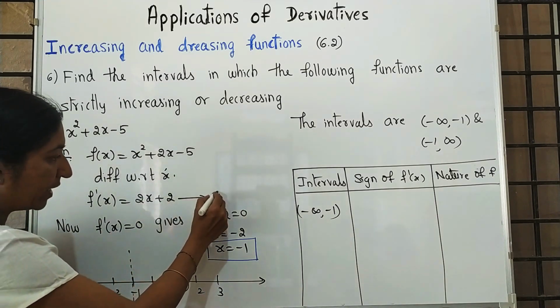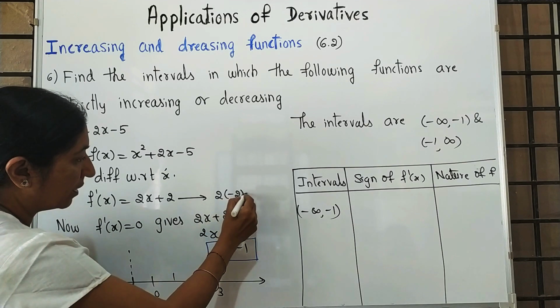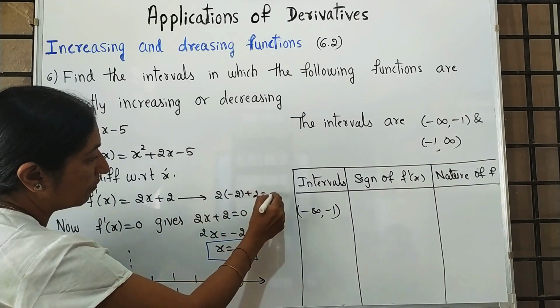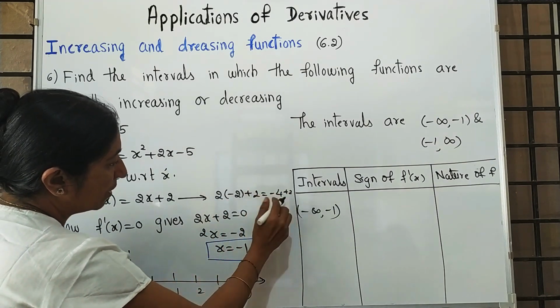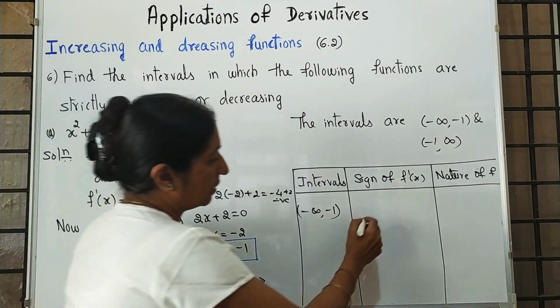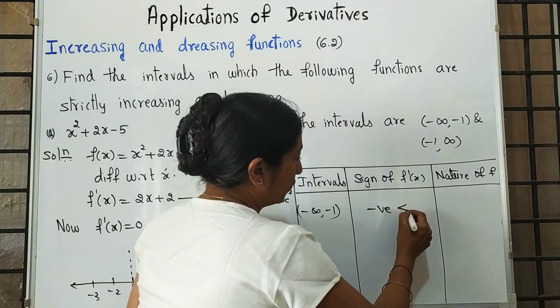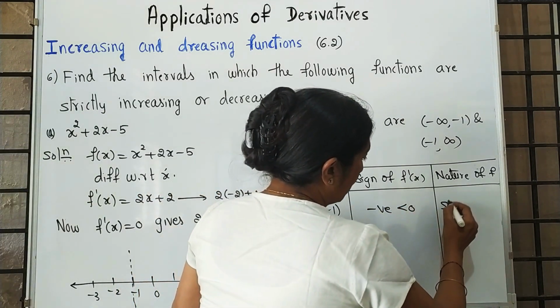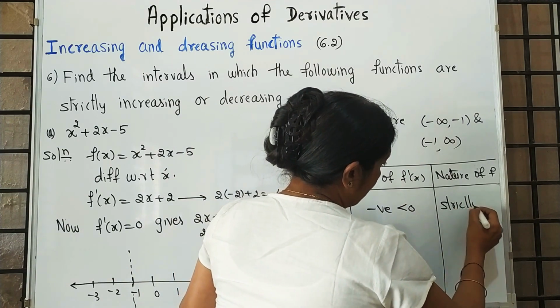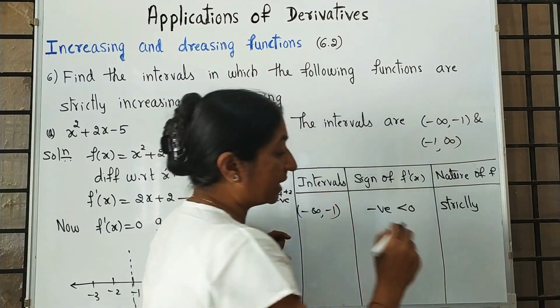If you put minus 2, that is for your calculations. See, it is minus 4 plus 2. Is it negative or what? Yes, this is negative. Negative means it is less than 0. First derivative less than 0 means what? It is strictly decreasing.